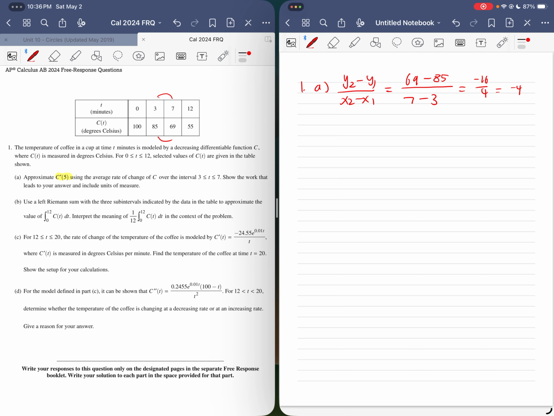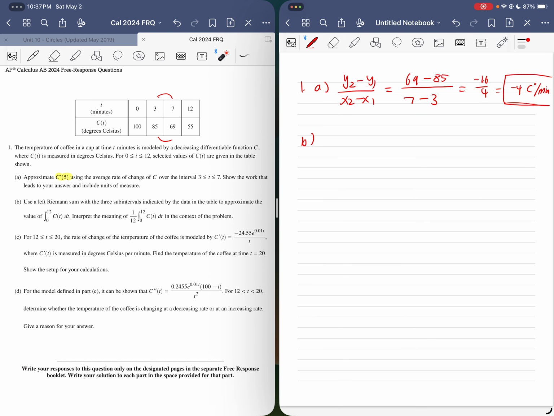Now, the unit is important because it says to write the unit clearly. It's degrees Celsius per minute. Keep that in mind. If you're not really sure about this unit, just copy down the per minute part. If the function was something per minute, then you would write per minute per minute. So this is 2 points already.